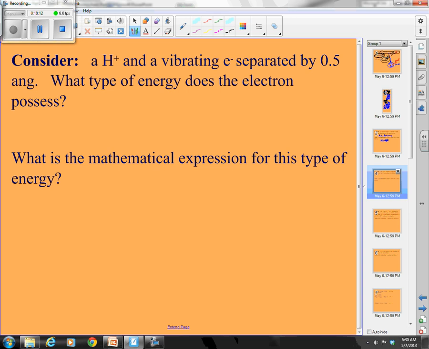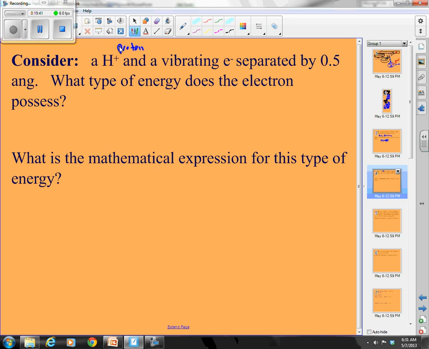Good. You guys do this one. So I have H plus. What is H plus? That's a proton, right? So I have a proton and a vibrating electron separated by 0.05 angstrom. An angstrom is a measure, and it's just really, really small. That's all you need to know. What type of energy does the electron possess? What is the mathematical expression for this type of energy? Okay, I'll give you a few seconds to think this one through.